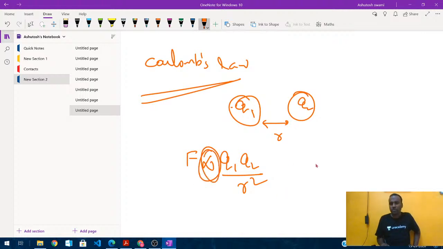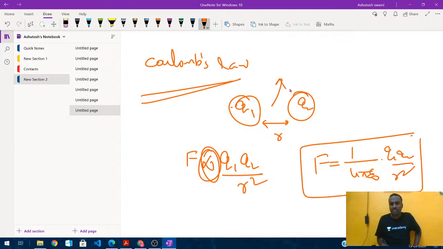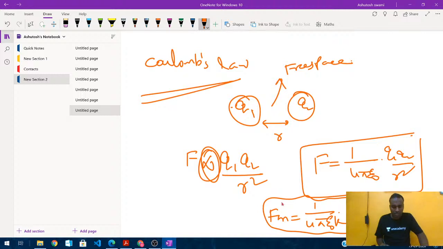When you remove the proportionality, we need to write a constant, that is F = 1 by 4 pi epsilon naught q1 q2 by r square. This is in free space, if free space is in between the two charges. If a medium is present, F = 1 by 4 pi epsilon naught k q1 q2 by r square.